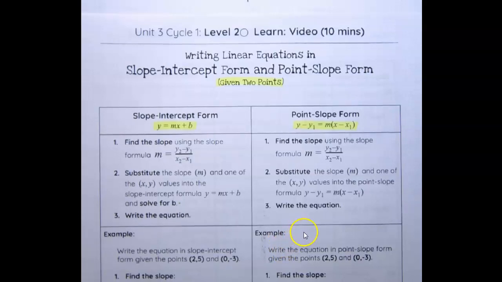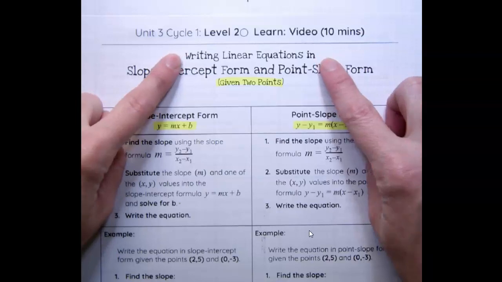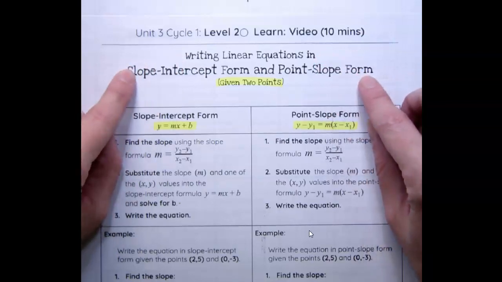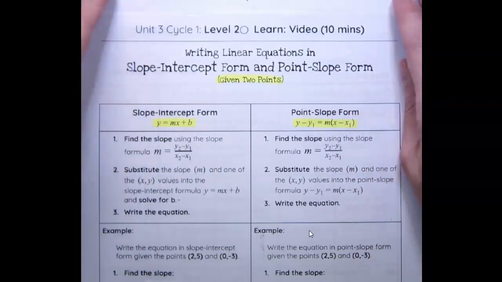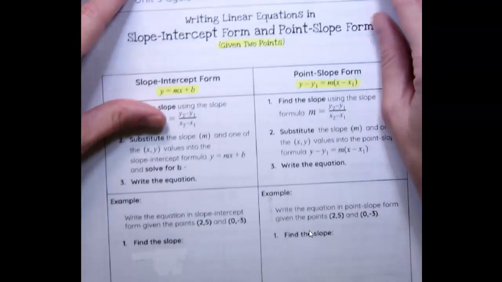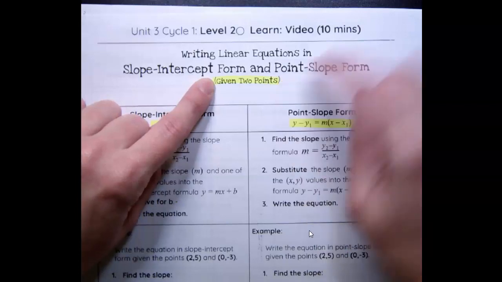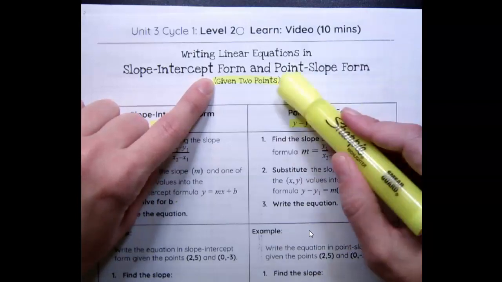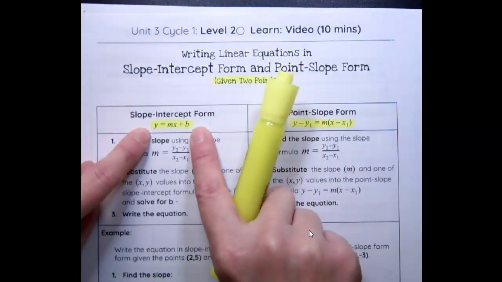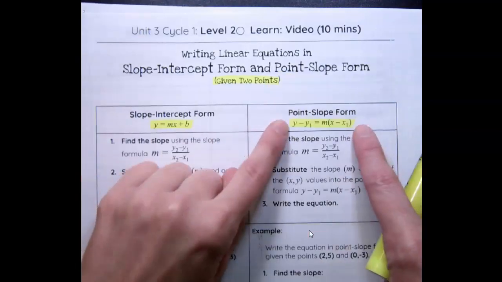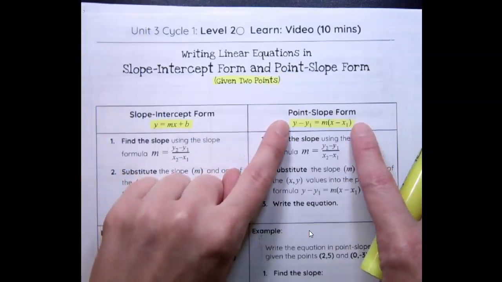All right, so we're about to get started on Unit 3, Cycle 1, Level 2, Circle. This lesson is about writing linear equations in slope-intercept form and also point-slope form when you're given 2 points. Right there. So when you're given 2 points, make sure you highlight that. And then also the slope-intercept form is y equals mx plus b. The point-slope form is y minus y1 equals m times x minus x1.